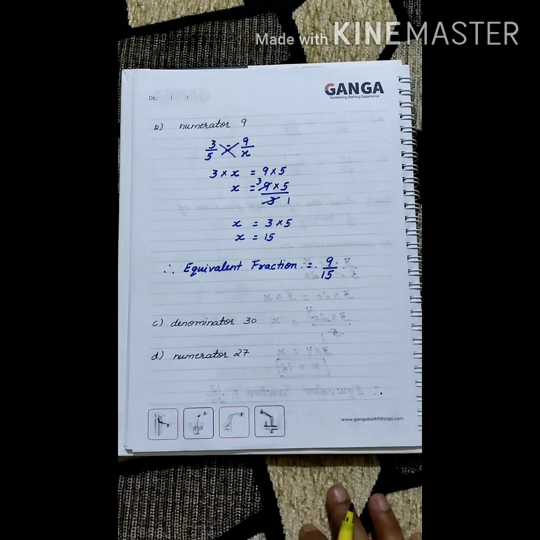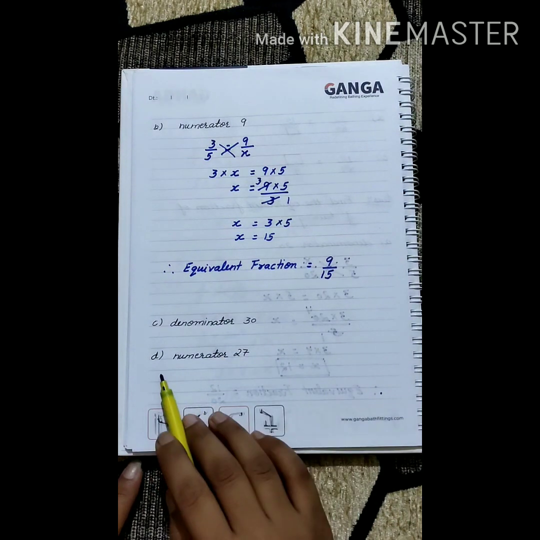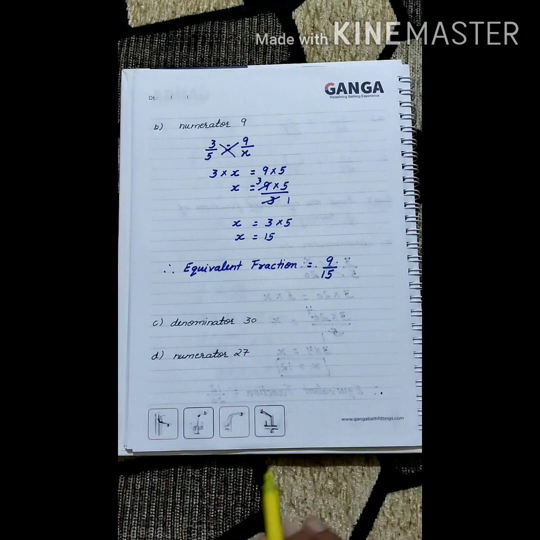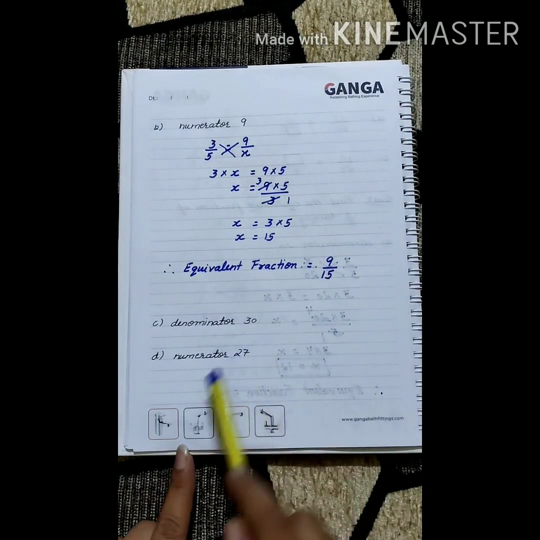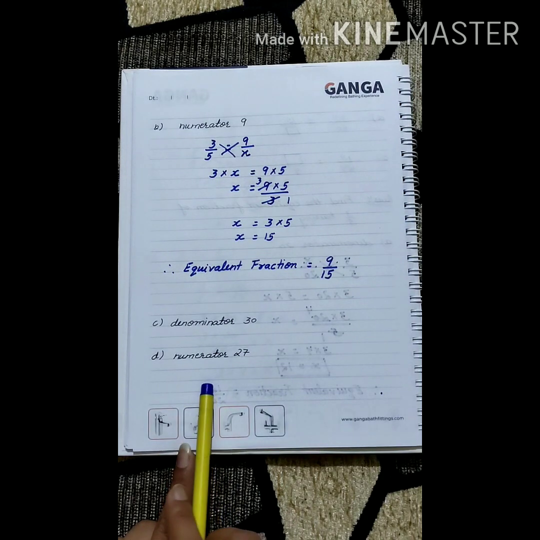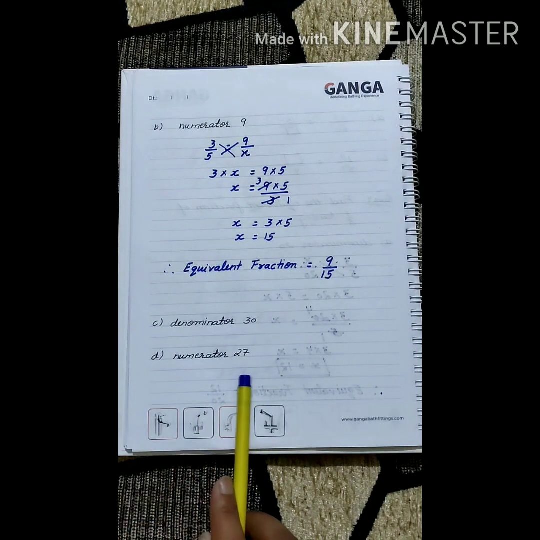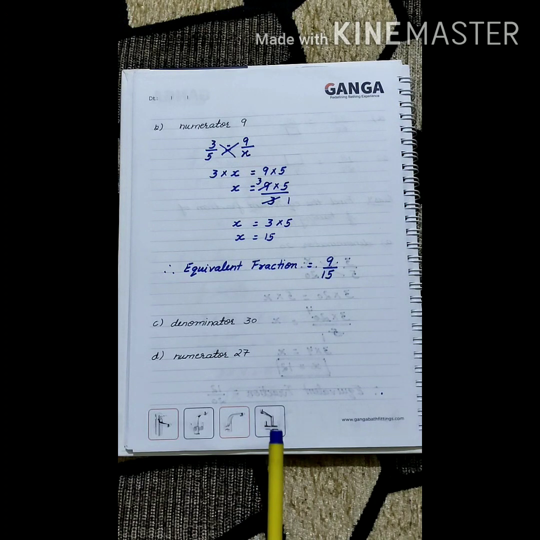Children, C part, denominator 30 and D part, numerator 27. In these two questions, we have to find the equivalent fraction that is having denominator 30, and in D part we have to find an equivalent fraction that is having numerator 27. It is quite similar to our previous two parts, so I am giving you as a homework, try to solve.